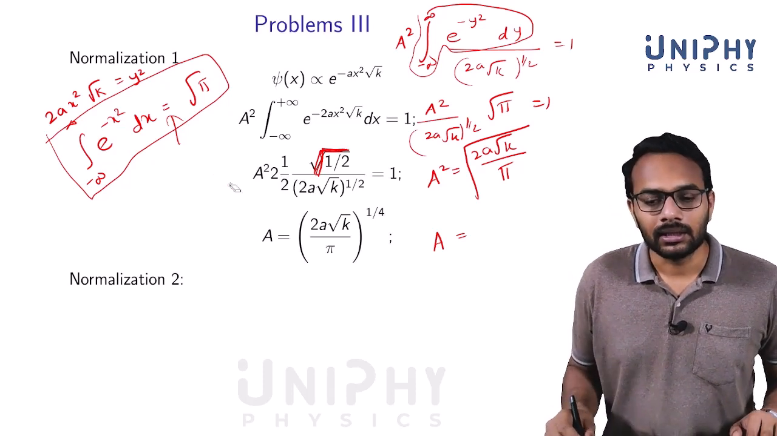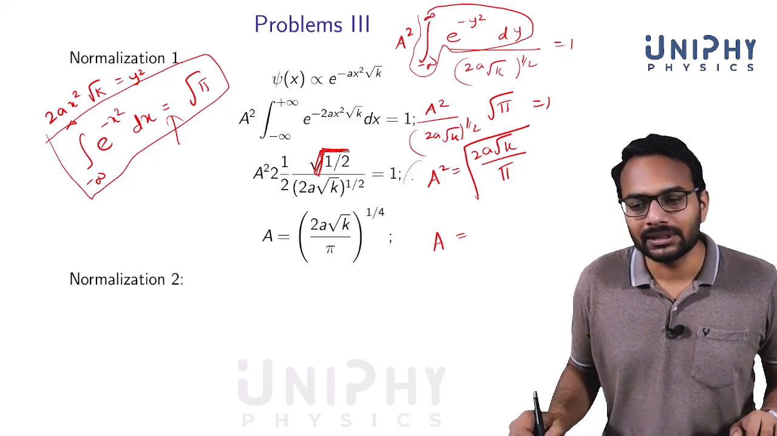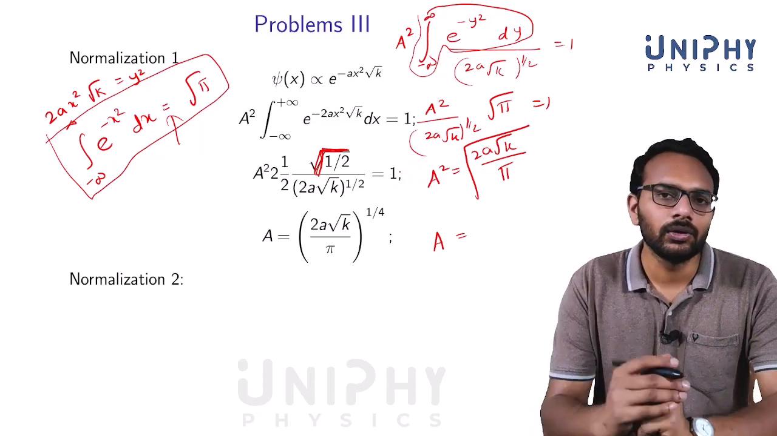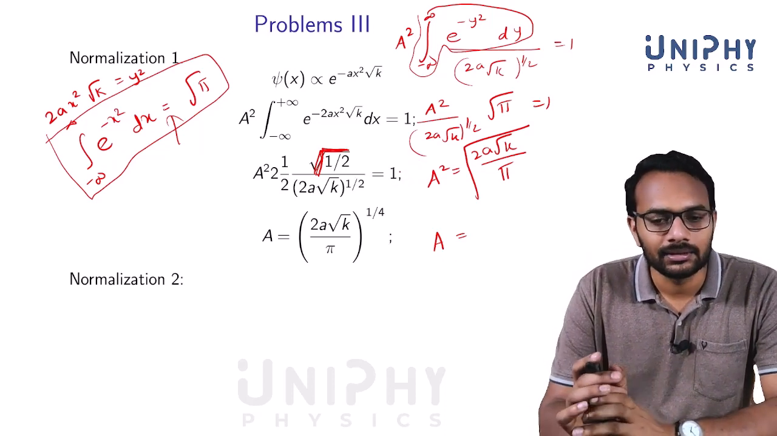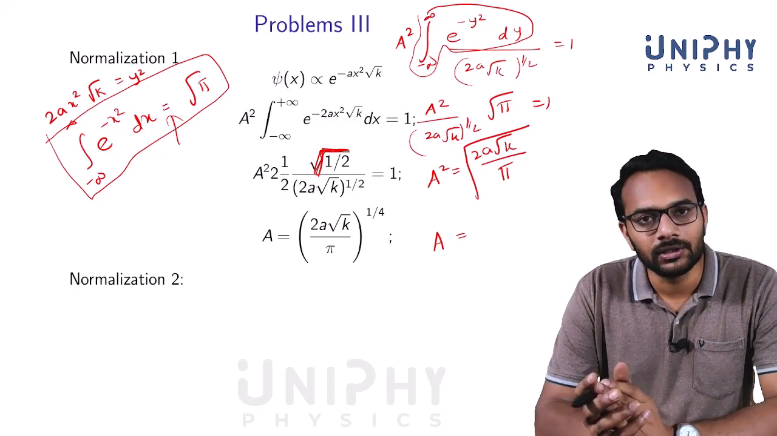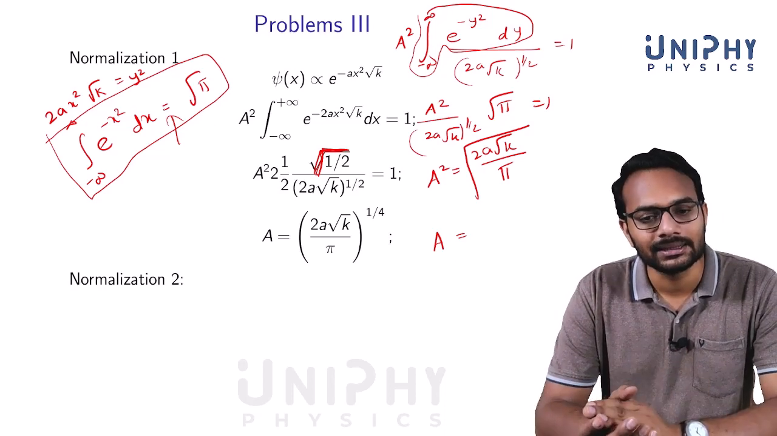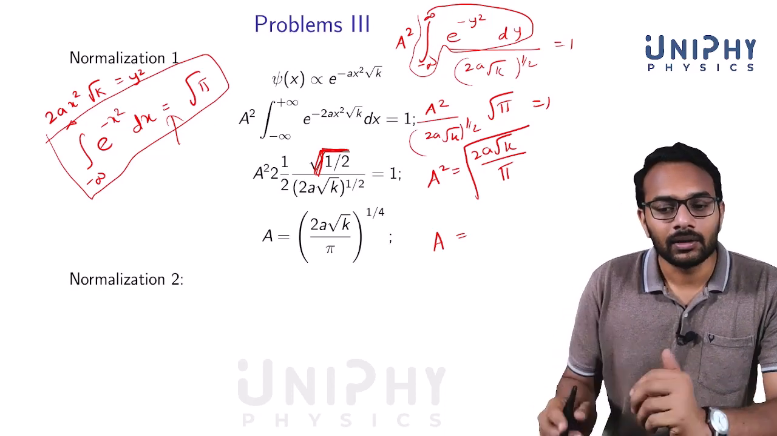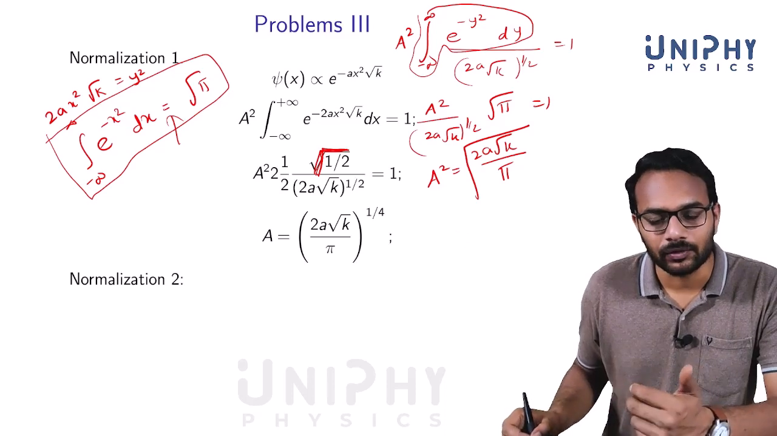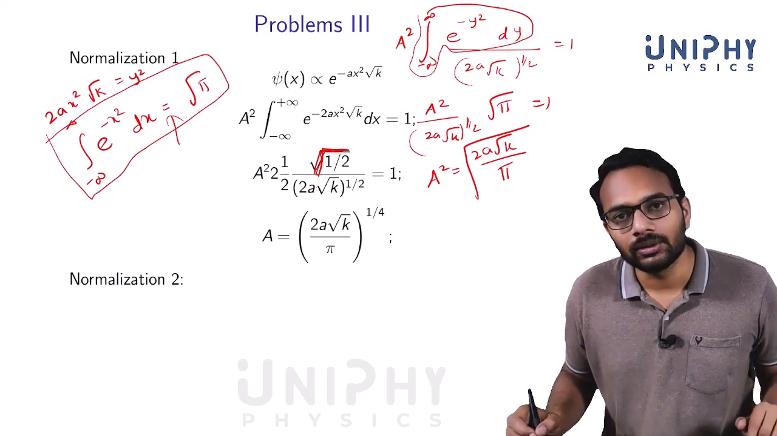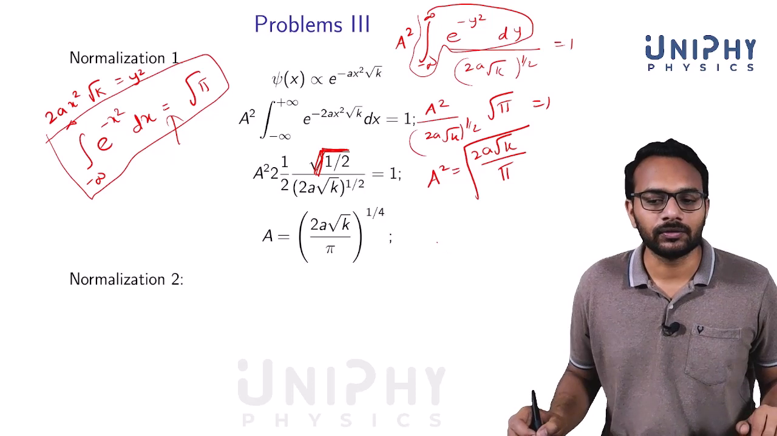Here what I did is I've used the result that we already got in the previous slide. That result is the integral from minus infinity to infinity of e raised to minus x squared dx is equal to square root of pi. So this is the normalization constant for the old ground state.